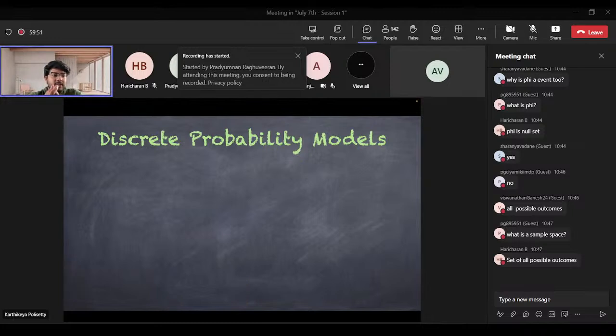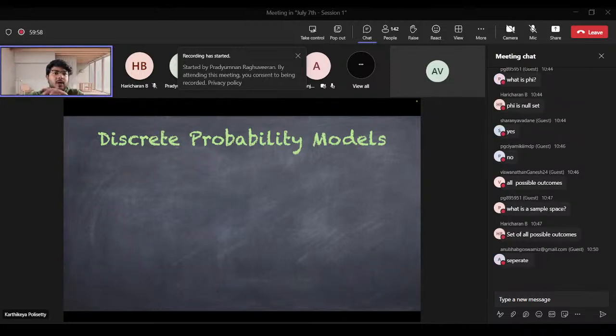Discrete. It means stepwise, like it's not continuous, it's parts. See, the natural numbers are discrete: 1, 2, 3, and so on. Like there is no number between 1 and 2. So it's discrete.